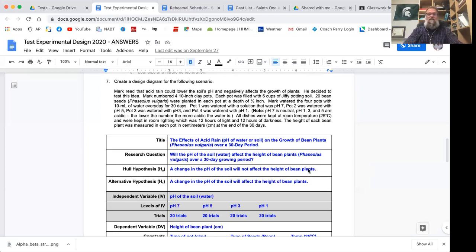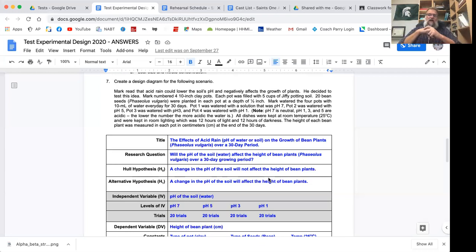The null hypothesis, there's a typo there, it says Hall, it should say the null hypothesis. Remember, the null hypothesis states that what you're doing will have no effect. In research, we're trying to always reject the null hypothesis. We're trying to prove that wrong. So a null hypothesis would say a change in the pH of the soil will not affect the height of the bean plants, or something similar. But we're saying if we change the pH, it's not going to matter. All the beans are going to have approximately the same height. And we're going to try to prove that wrong in our experiment, which will then show that pH does matter.